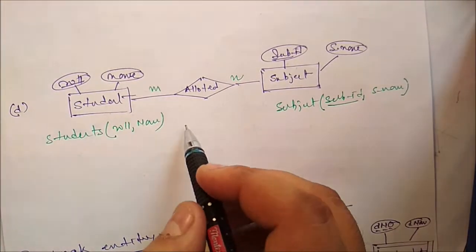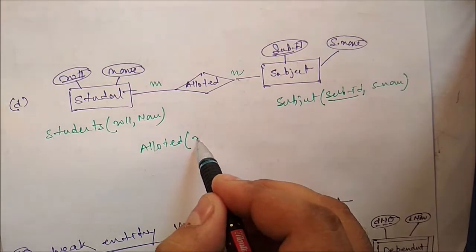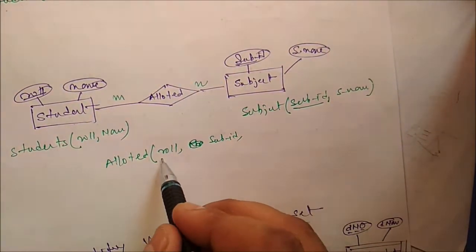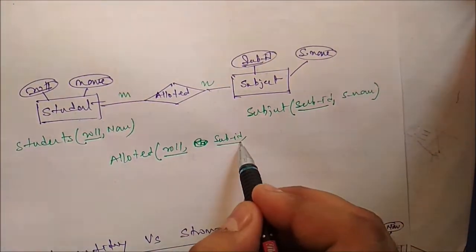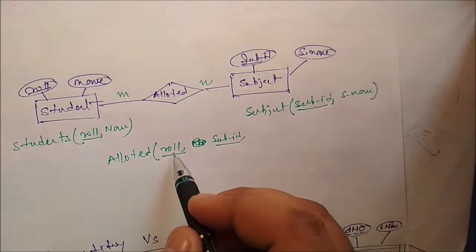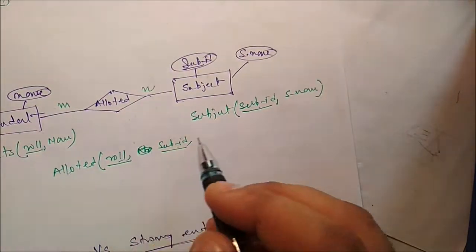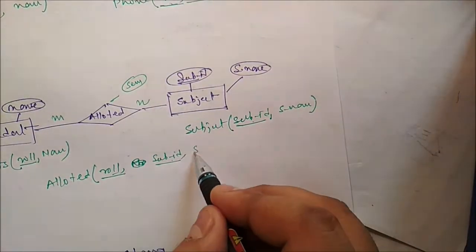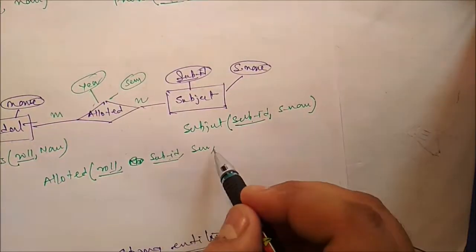Now for allotted, we need another table. Say the name of the table is Allotted. Here we may put the roll number and the subject ID. So roll number is a foreign key, that is the primary key of the student. Subject ID is the foreign key, that is the primary key of the subject. With the help of this roll number and subject ID, we can form the key, which is nothing but the compound key. Here we may also put the semester and the year.